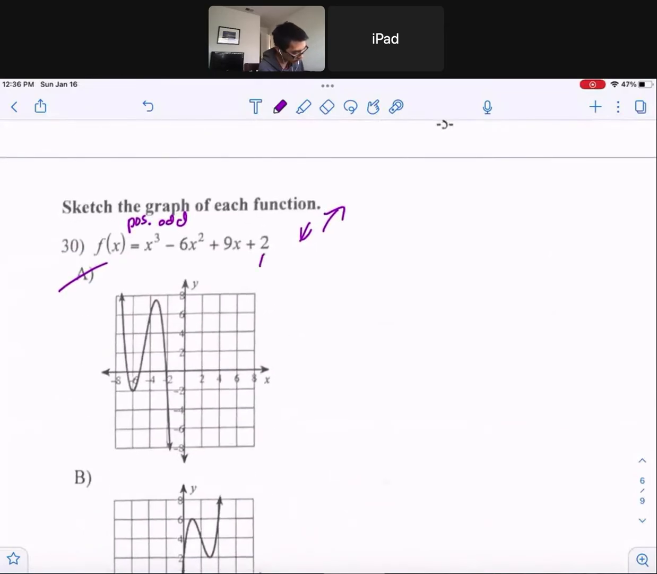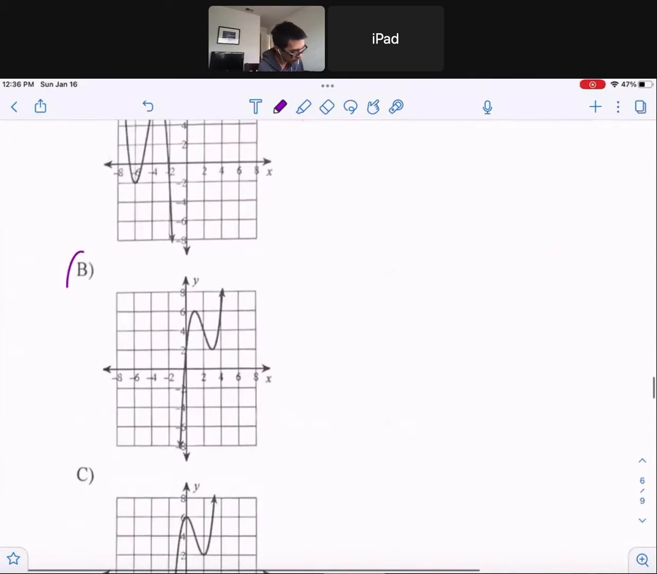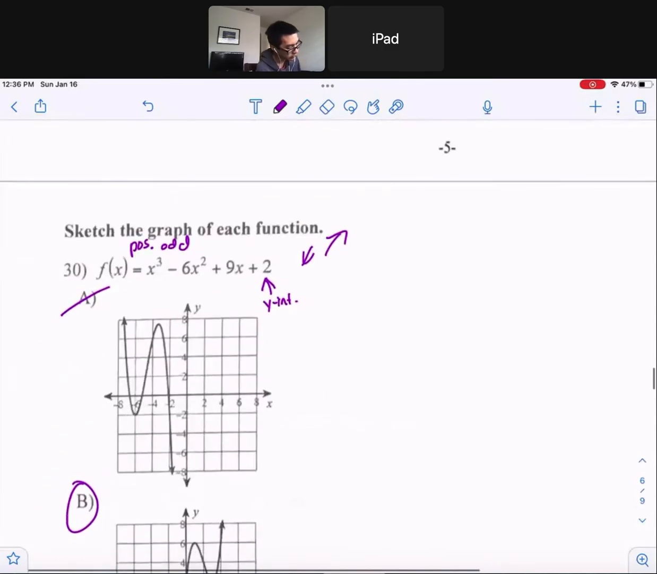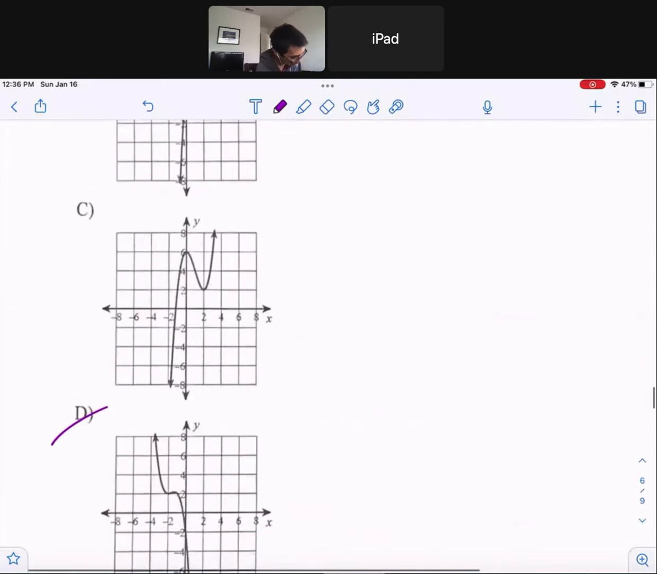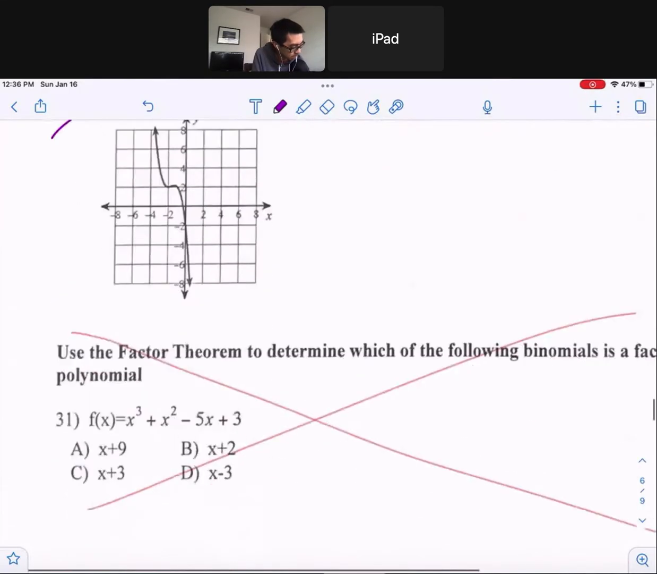Next, what I would look for is the y-intercept. So I would look for a y-intercept that is 2, and it looks like B seems to be the correct choice. Another thing you can also check is the zeros. You can plug the zeros into the equation to see if that's truly a 0. If it's not, that probably means it's not the right answer.